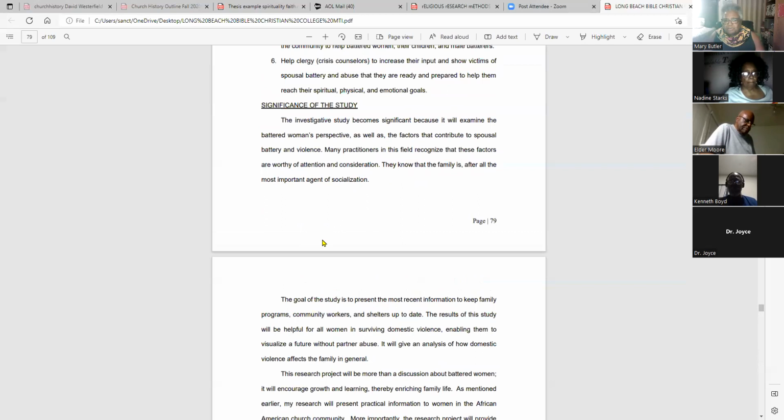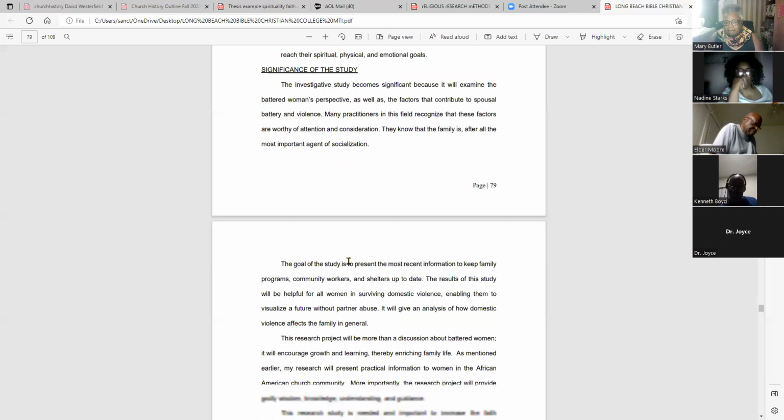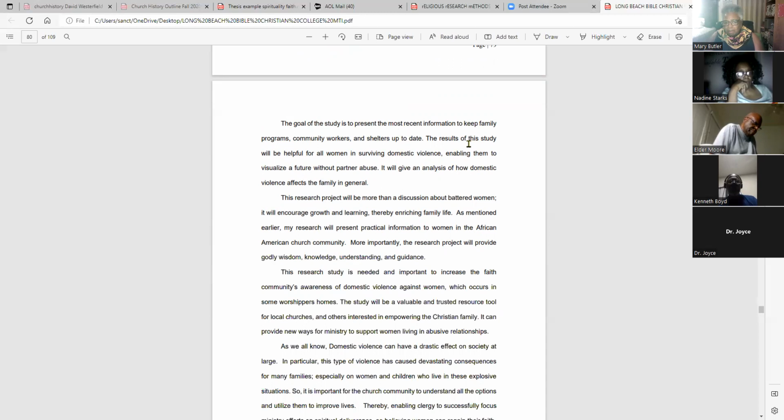The other part of the outline is the significance of the study. Why is it important? This investigative study becomes significant because it will examine the elderly, senior citizens, and so on. I told you, you can use some of the wording. The goal of the study is to present the most recent information to the peace family program. Use some of the wording and make it fit what you're doing.